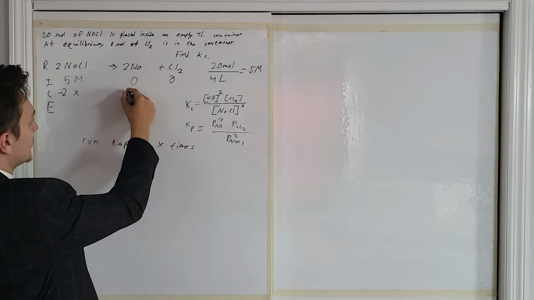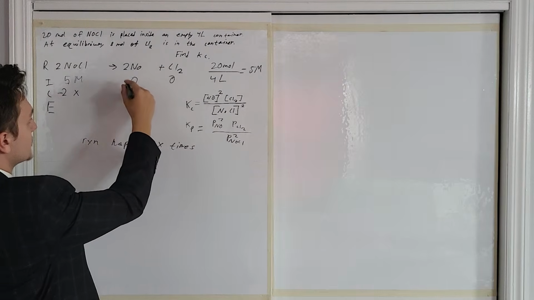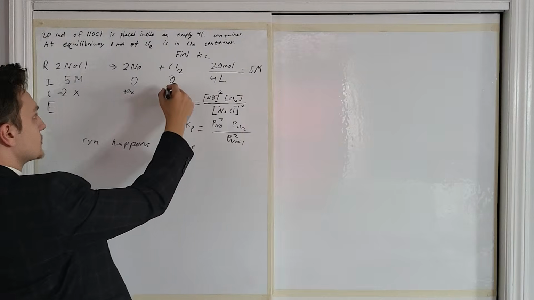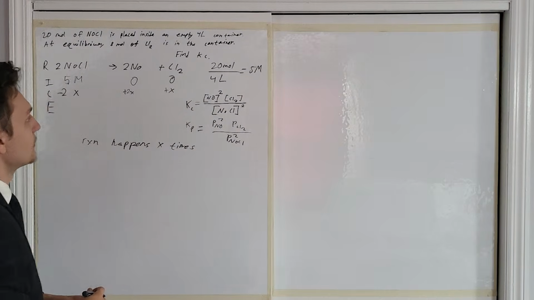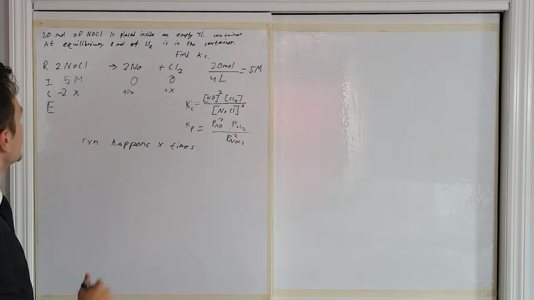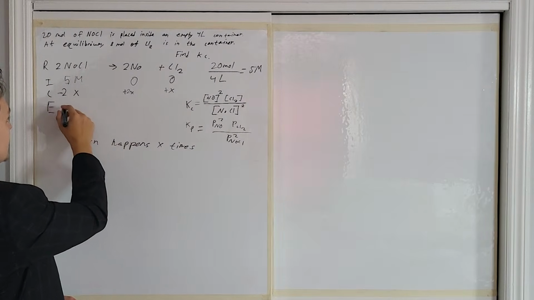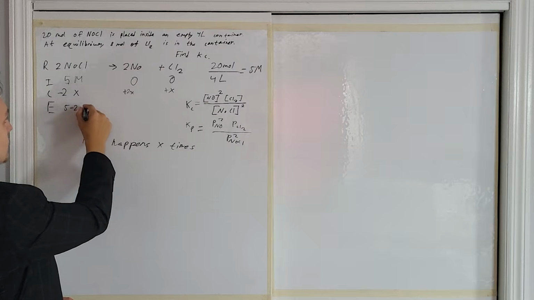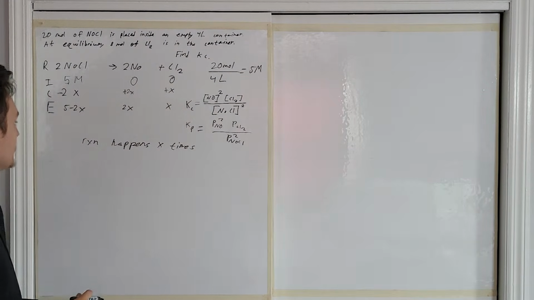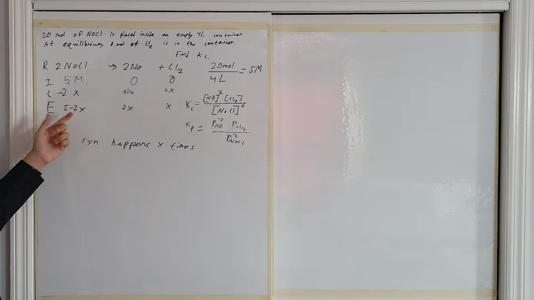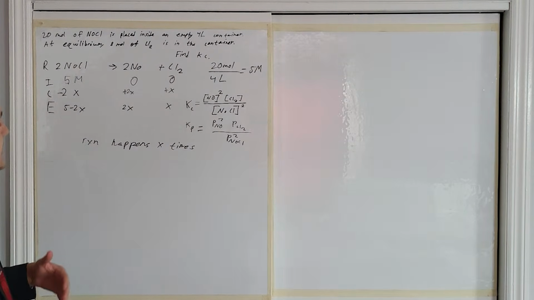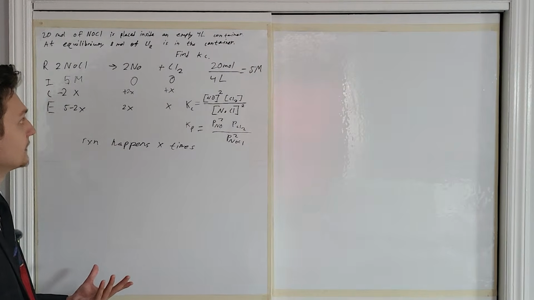This is going to be a plus 2x because 2 NO is formed each time the reaction happens, and this is just going to be a plus x, because 1 Cl2 is formed every time the reaction happens. So that means at equilibrium, we're going to have 5 minus 2x, 2x, and x. Our equilibrium concentration of NoCl is 5 minus 2x. So now we have completed our RICE table.